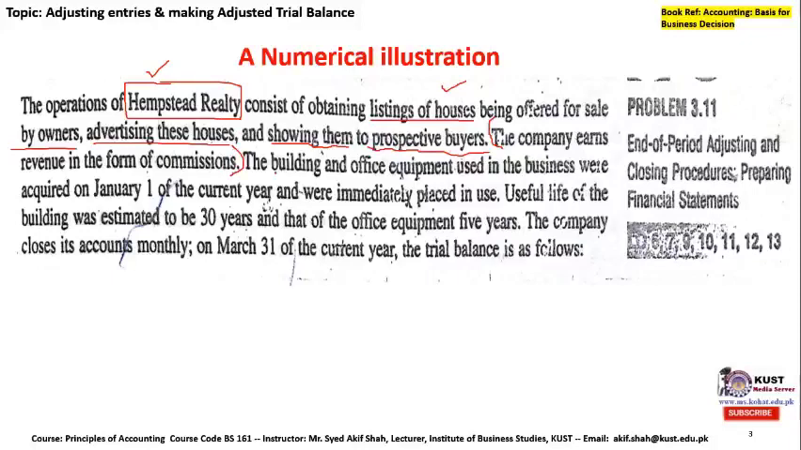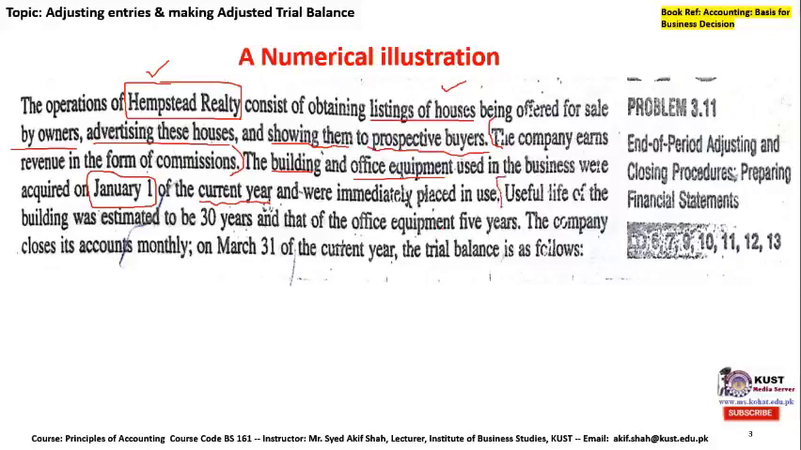Furthermore, the statement states that the building and office equipment used in the business were acquired on January 1st. This Hampstead Realty acquired or purchased the building and office equipment on January 1st of the specific year that is not mentioned here. Here it's only the current year, and they were immediately placed in use. The moment they purchase it, they start using the building and office equipment.